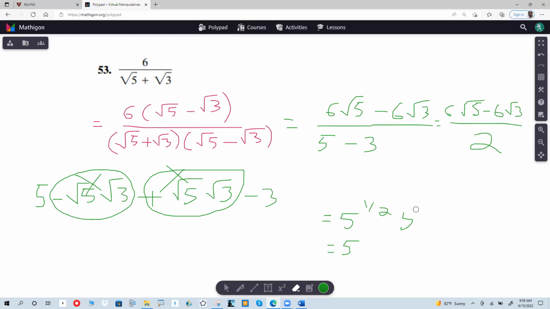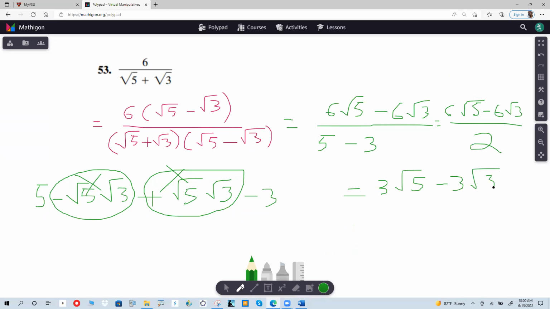Now, most people expect you to do this. This 6 and this 2, they cancel, and you're going to get 3 square root of 5. And this 6 and this 2, they also cancel, and you're going to get 3 square root of 3. So most people expect you to do this.